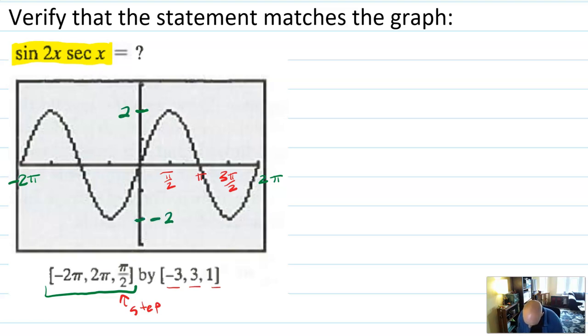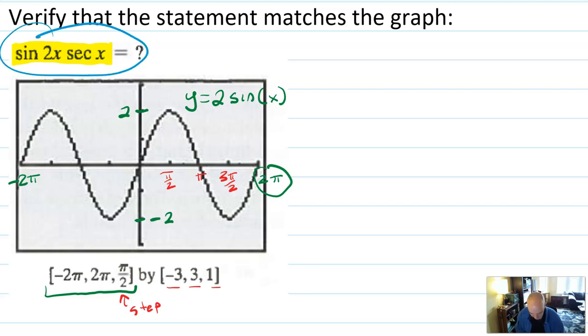So it appears that this is a graph of y equals 2 sine x. Right? It appears to be a sine graph with a standard period of 2 pi, but an amplitude of 2, an increased amplitude. And the question is, well, how in the world could something with no amplitude changes and a secant and a sine 2x, how could all of that create such a standard sine graph? Well, let's do the algebra.